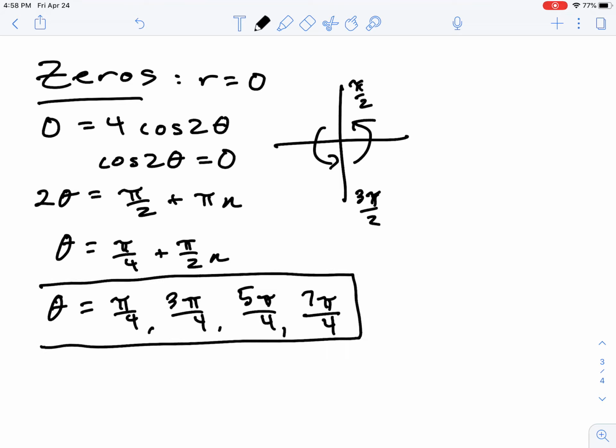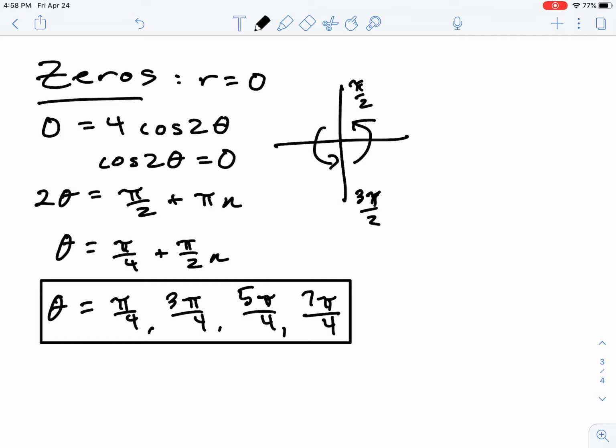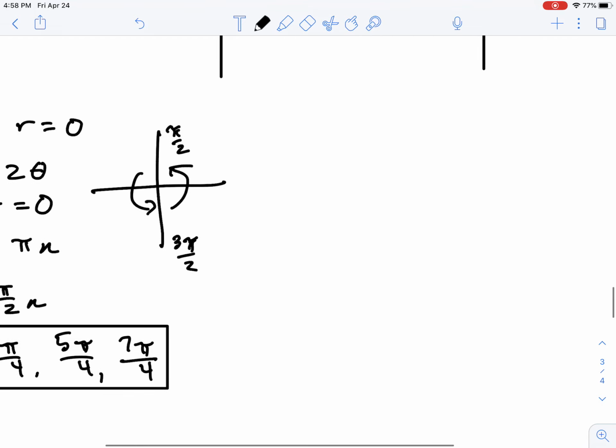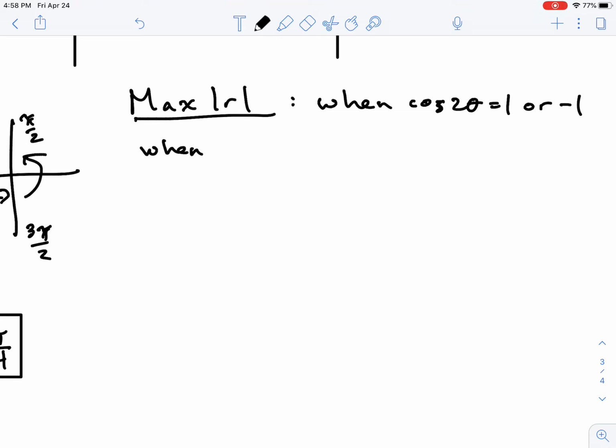And you could check your answer here. You could plug those angles of theta back into your polar equation, and you should confirm for yourself that, yes, indeed, our r values are going to be equal to 0 every time we plug in those values for theta. All right, and last part, we're going to check our maximum r values. We're going to see where our maximum r values occur. Our maximum r values occur when cosine of 2 theta is equal to 1 or -1. Again, we're asking ourselves what angles of theta would cause our r values to be the biggest possible numbers. And that can only occur when cosine of 2 theta is equal to 1 or -1, because that's the max for cosine. So let's consider those two situations.